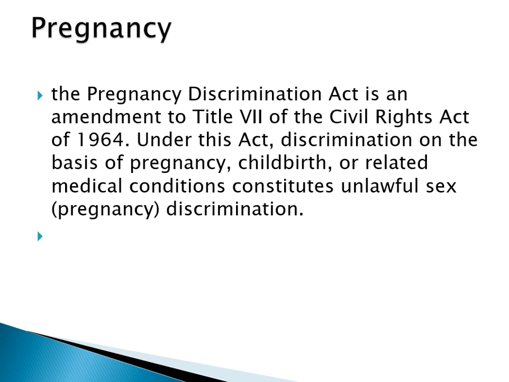Next is pregnancy. The Pregnancy Discrimination Act is an amendment to Title 7 of the Civil Rights Act of 1964. Under this act, discrimination on the basis of pregnancy, childbirth, or related medical conditions constitutes unlawful sex or pregnancy discrimination. So, if an employee is temporarily unable to perform her job due to pregnancy, the agency must treat her the same as any other temporarily disabled employee. For example, if an employee with a broken hand receives a modified task or alternative assignment, the same must be done for a pregnant employee.